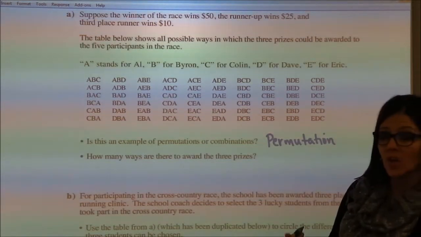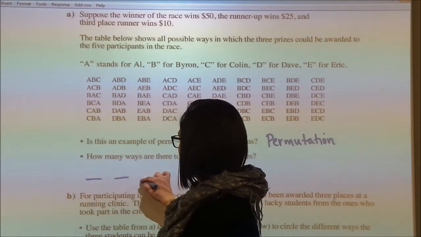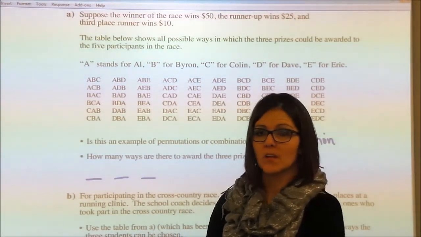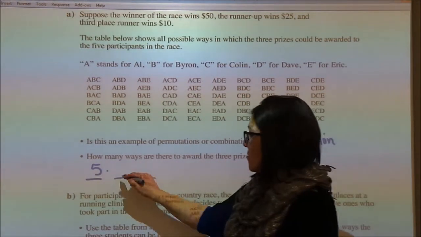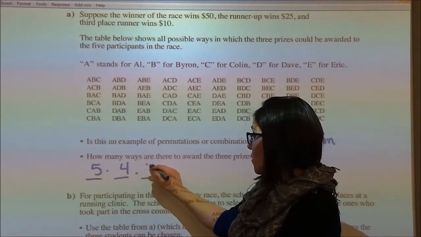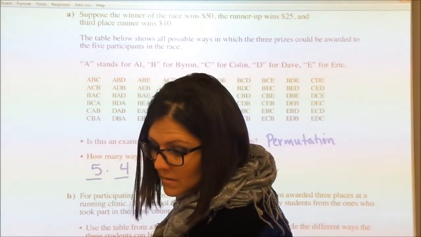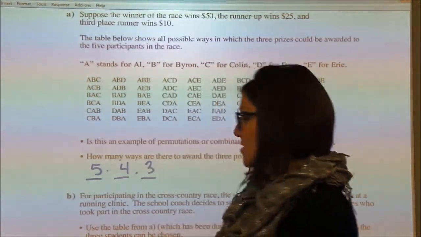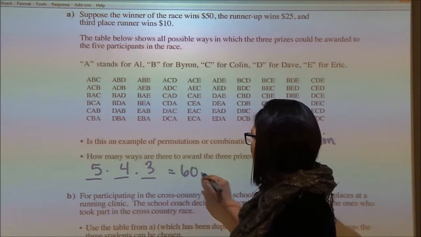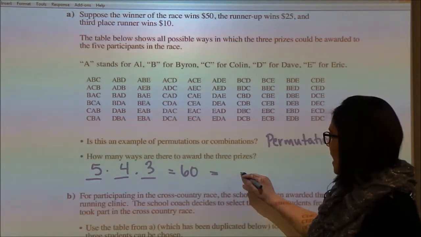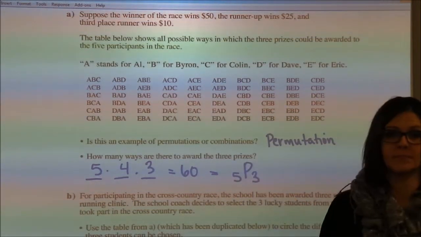So how many ways could I award the 3 prizes? Well, I could look at this with the fundamental counting principle. I have 5 ways to award the first prize, 4 for the second, and 3 for the third, which is 5 times 4, which is 20, times 3, which is 60, which is also the same thing as 5P3: I'm given 5 and I pick 3.